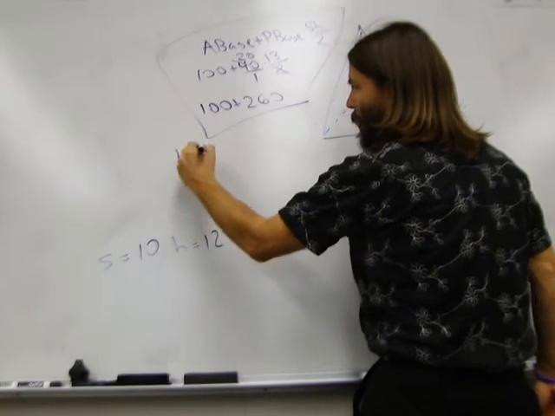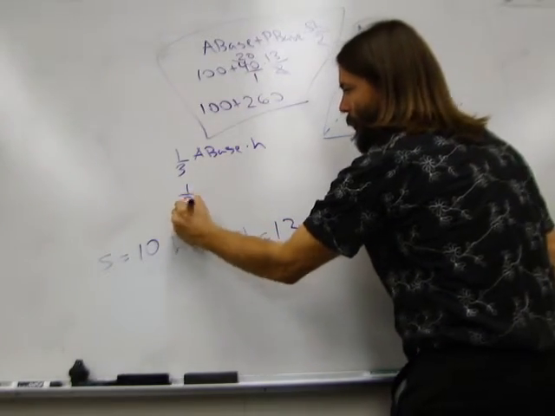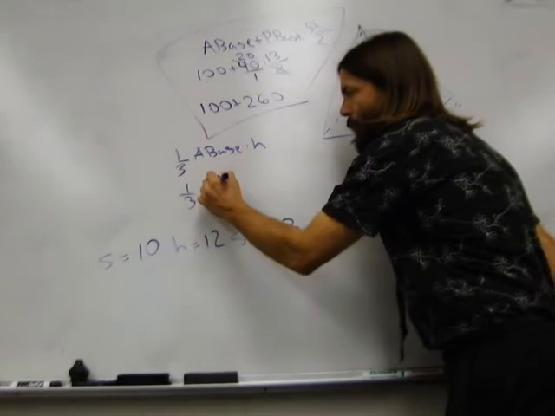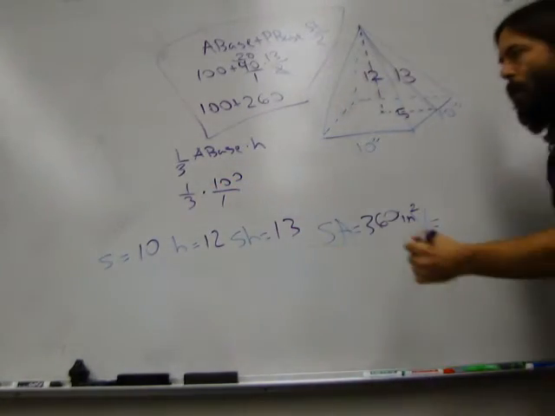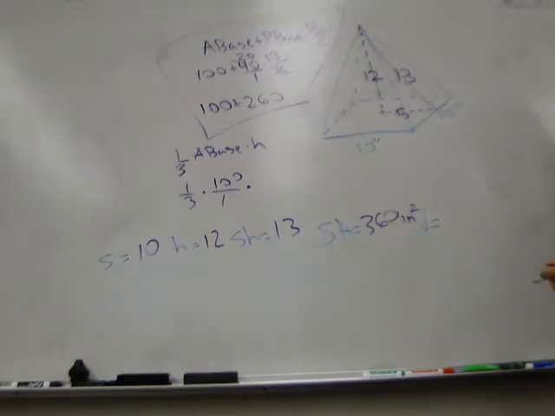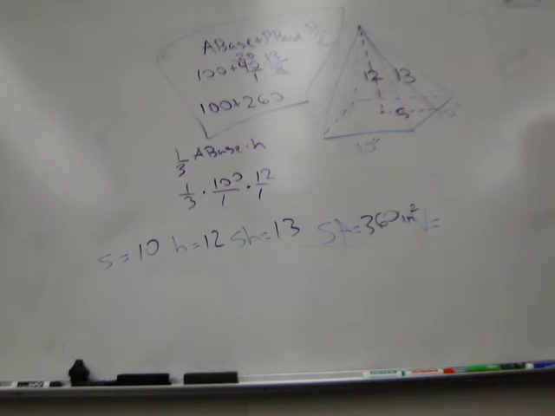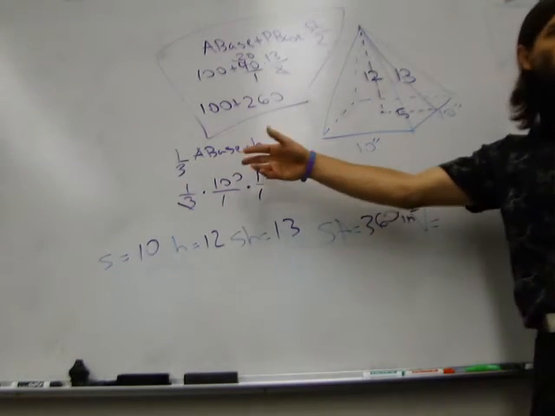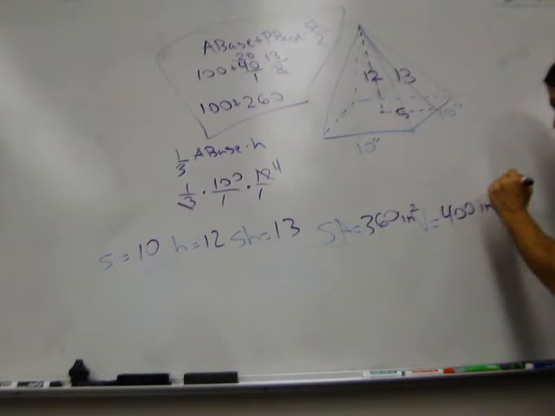Volume is going to be 1/3 times the area of the base times the height. So that will be 1/3 times, what is the area of the base? We already did it once. What was it? 100. See, if you pay attention to what you're doing, you do less work. 100 over 1, because every number is always over 1. And then the height was what? 12, so I'll write that over 1 as well. Do I have a reduction opportunity here? Yes, the 3 and the 12. The 12 becomes 4. These are all 1s on the bottom, so now I just multiply. 100 times 4 is 400. 400 inches cubed. Cool.